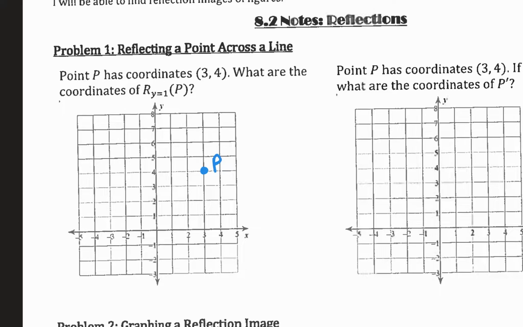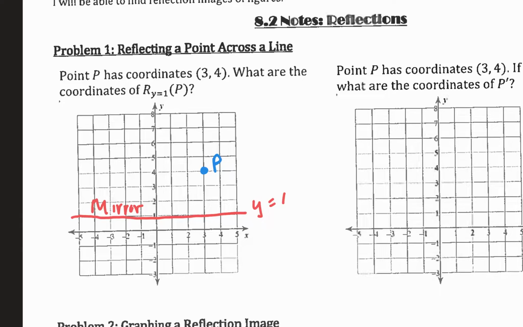What are the coordinates of R, which we have y equals 1, reflection over y equals 1. So y equals 1 is the line right here. So that's y equals 1. So we want to know the location of P once it's reflected over y equals 1. And I wrote there's a mirror. So y equals 1 is a mirror.